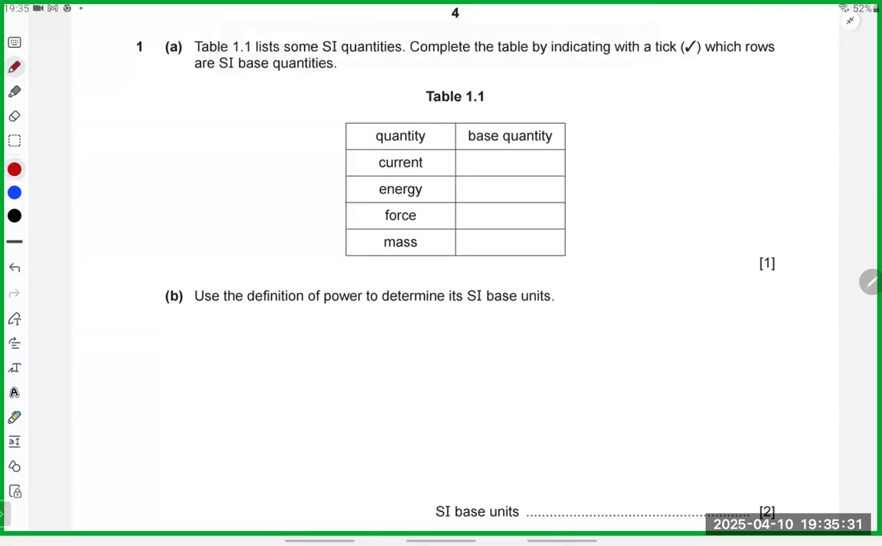Now, listen very carefully. It has to be a base quantity, not a base unit. Now, which one is a base quantity? Current is a base quantity. Mass is a base quantity. Actually, you should remember the list of all the basic quantities.